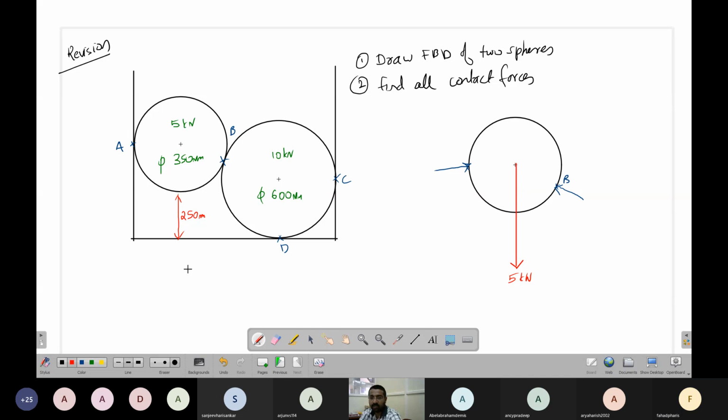So if I idealize this, I can draw something like this. This is my 5 kg ball. This is my B. I'll call this FB. And I have a force like this. This is my FA. So this is about the first ball. Second ball.